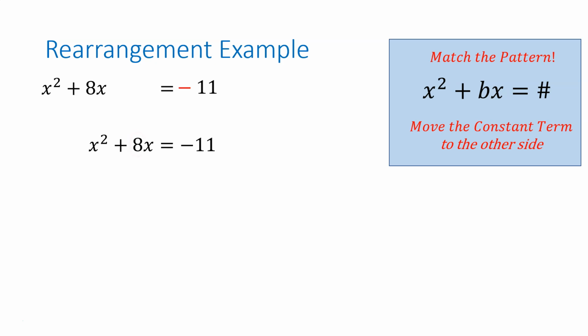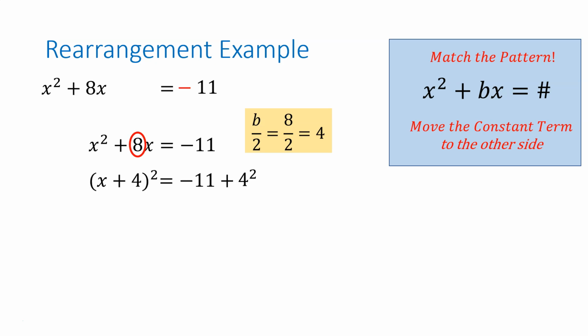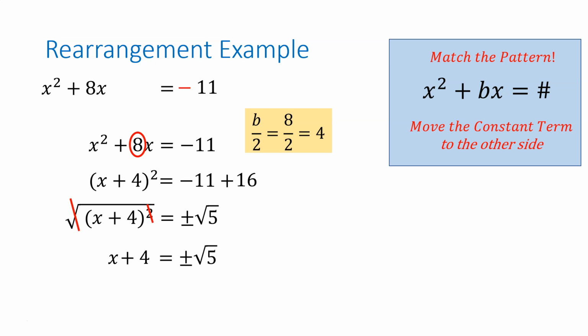So we identify b equals 8 and b over 2 as 4. We add 4 squared to both sides and write the left-hand side as a perfect square. And we get x plus 4 in parentheses squared equals negative 11 plus 4 squared. On the right-hand side, 4 squared is 16, and negative 11 plus 16 is 5. We take the square root of both sides and include a plus or minus on the right-hand side. On the left-hand side, the square and the square root cancel. We get x plus 4 equals plus or minus the square root of 5.